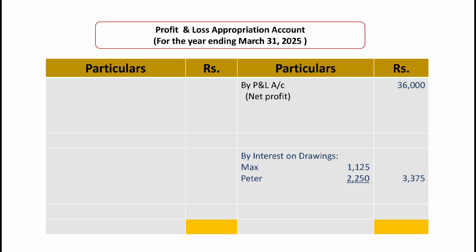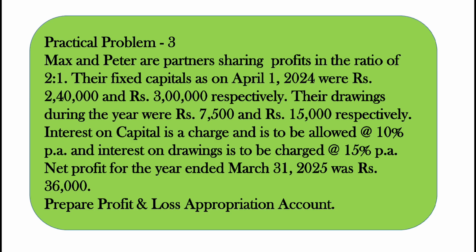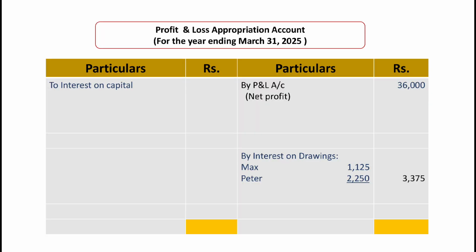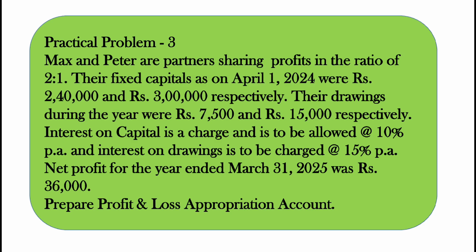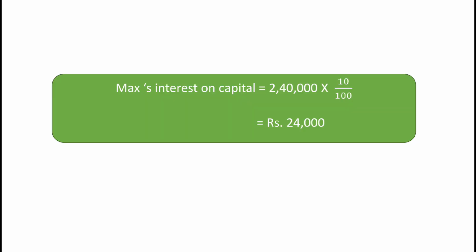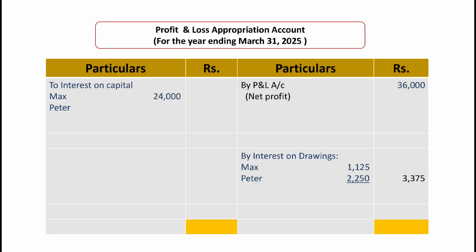Now we have to allow interest on capital, and interest on capital is a charge against profit. So charge against profit means you have to allow interest on capital fully, whether you have sufficient profit or not. So we will write To Interest on Capital on debit side. Then the names of the partners, Max and Peter, and then we'll calculate the amount of interest on capital. So capital for Max 2,40,000 and rate is 10%. So Max's interest on capital will be 2,40,000 into 10 upon 100, that is 24,000. So we'll write in particulars 24,000.